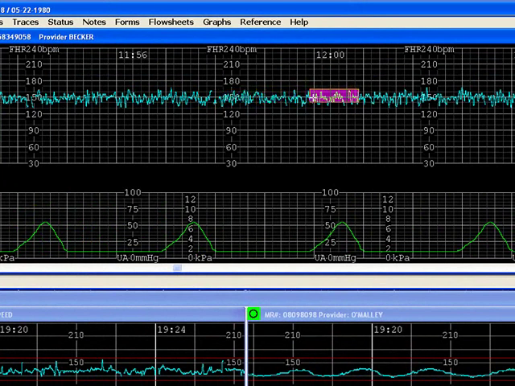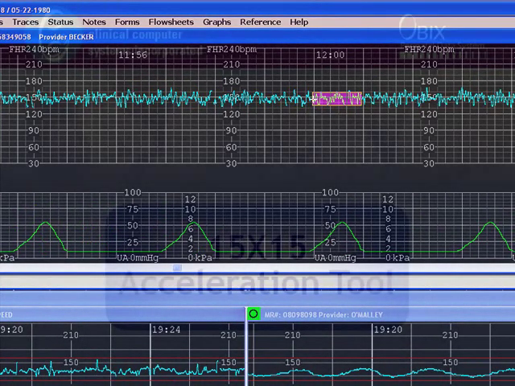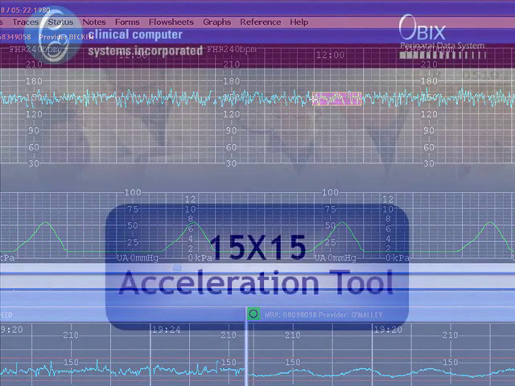Should the fetal heart rate variability exceed the 25 beat box for the majority of the baseline, it would be considered marked variability per NICHD guidelines.